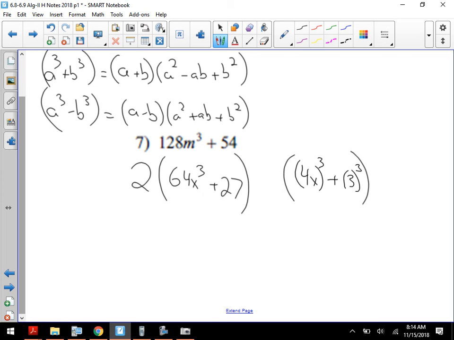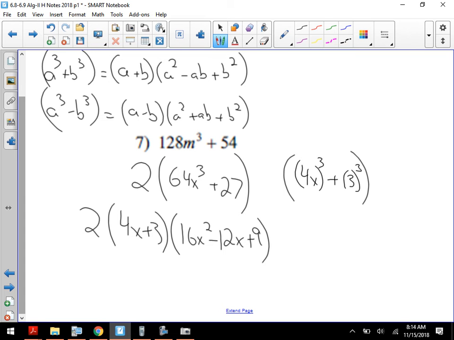Remember to group that first term's coefficient. That's where you'll make a silly mistake. Okay? Go through the process now. We have 2 times the quantity 4x plus 3. Now it'll be the quantity 4x squared, which gives me 16x squared. Now then it'll be minus 4x times 3. And then it'll be 3 squared plus. Exactly.